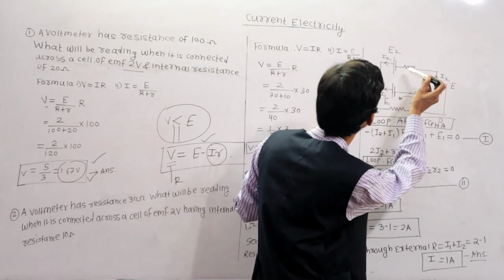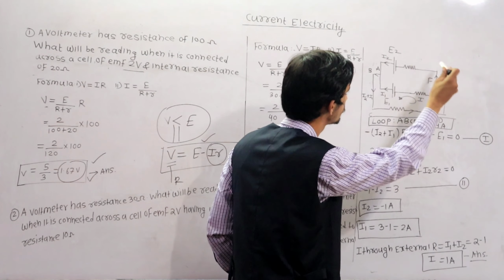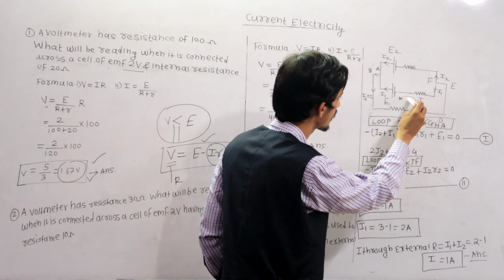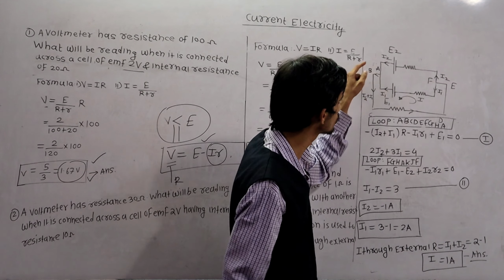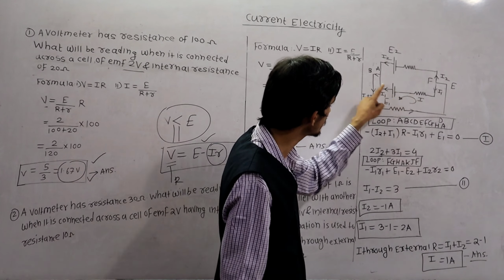Then similarly, in the second loop F G H A K J F, if I apply Kirchhoff's voltage law, then minus I1 into R1 plus E1, because we go from minus to plus, then minus E2, because I am applying it in this closed loop, plus I2 into R2, because we are going like this. For this branch I am going in the direction of current, so the direction of tracing and the direction of current flow are the same. So we have to take a minus sign.